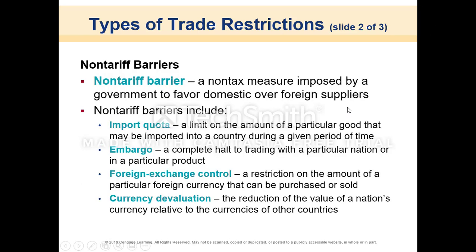And then there's non-tariff barriers. So these create obstacles for the marketing of foreign goods in a country and increase costs for exporters. There's import quota, embargo, foreign exchange control, and currency devaluation.